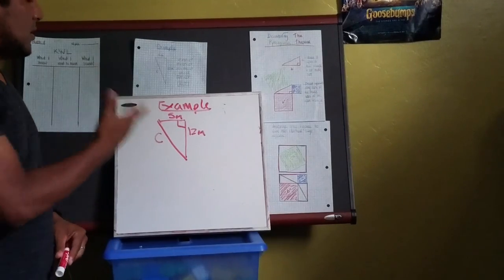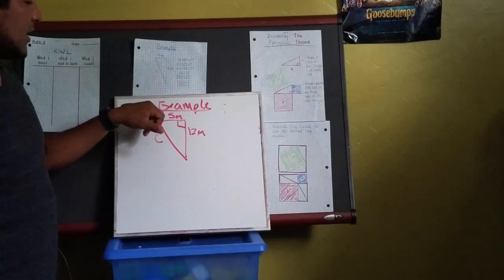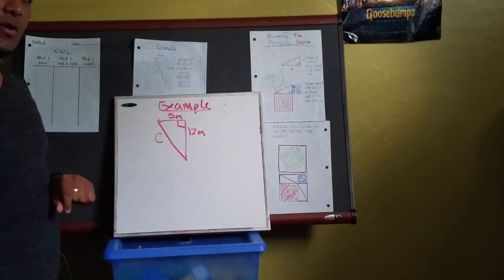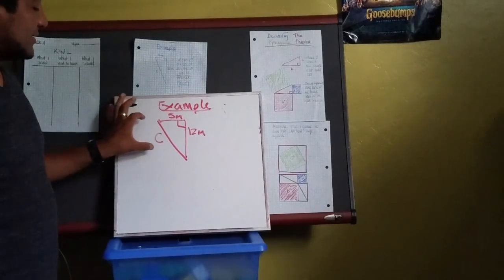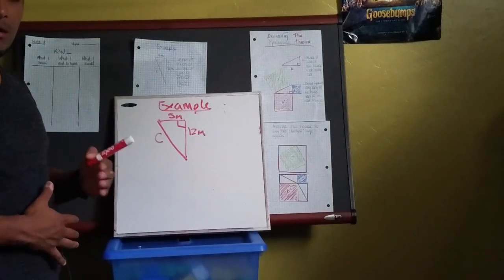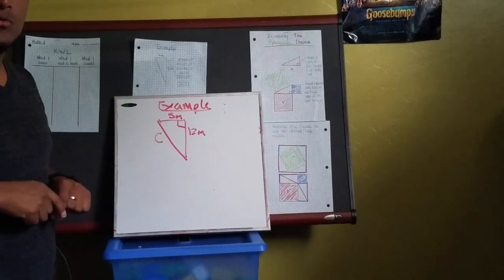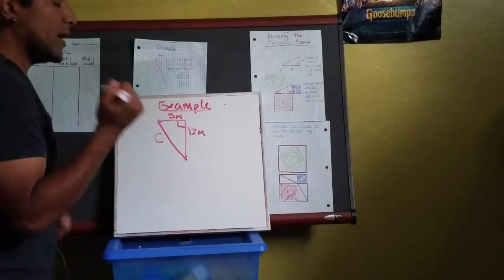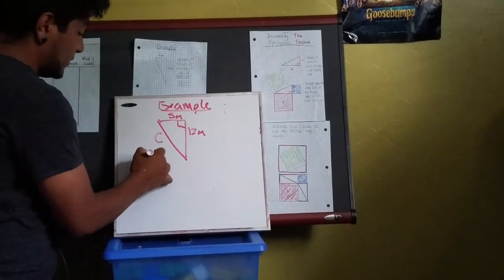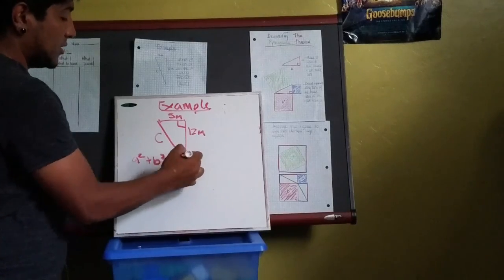Alright class, now let's work on the following example. We have a triangle that has a leg that measures 5 meters, a leg that measures 12 meters, and we're asked to find C, which is the hypotenuse. So, the first step is to write the formula for the Pythagorean theorem. Class, can you help me with that? Alright, so what's my first letter? Right. A squared plus B squared equals C squared, right?